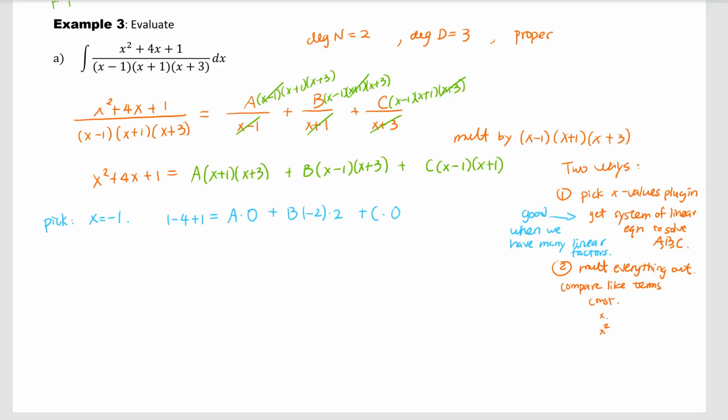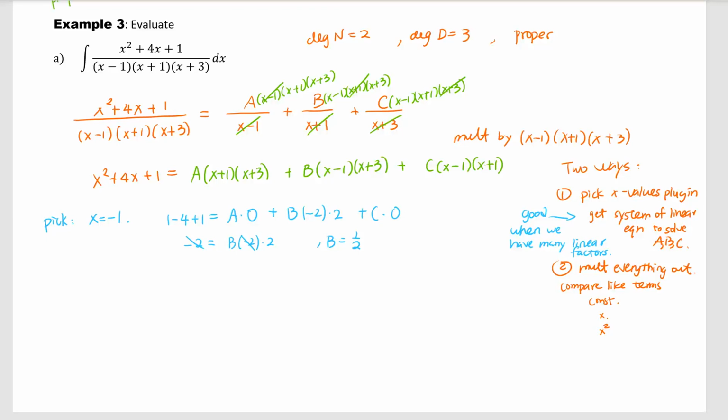And now you can see, we get negative 2 equals B times negative 2 and 2. So negative 2 cancels, B equals 1/2. You see, we can solve B easily. So that's why this method is very useful, especially when your denominator consists of a lot of linear factors. So you just choose the x values which make the linear factor 0.